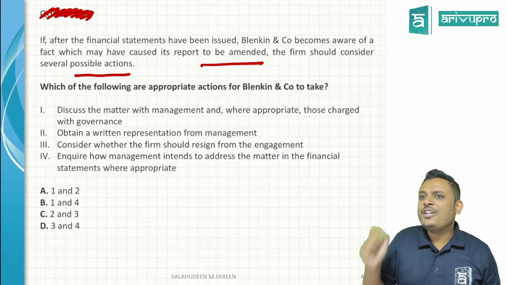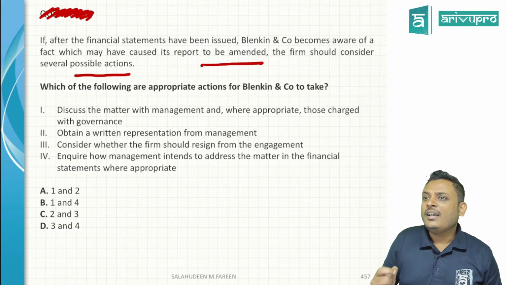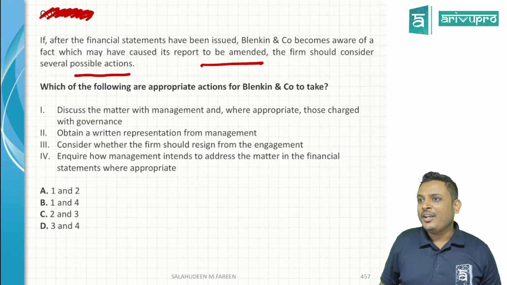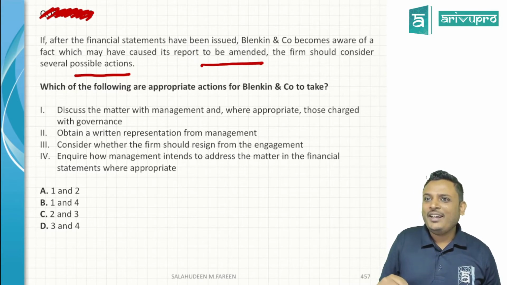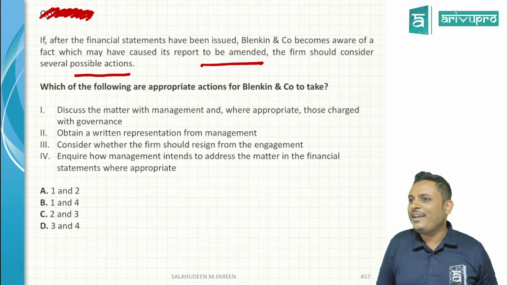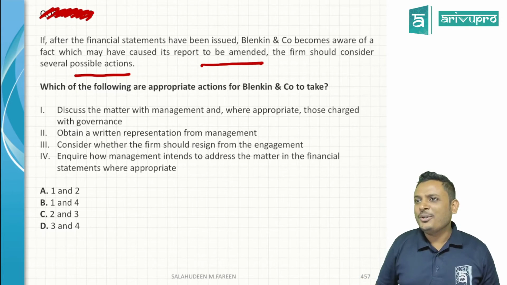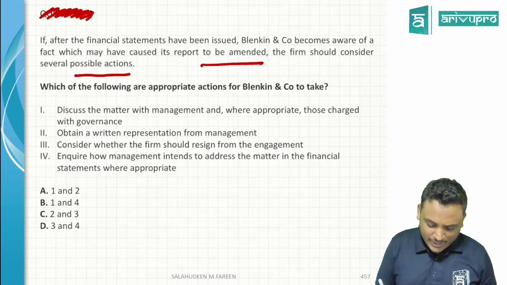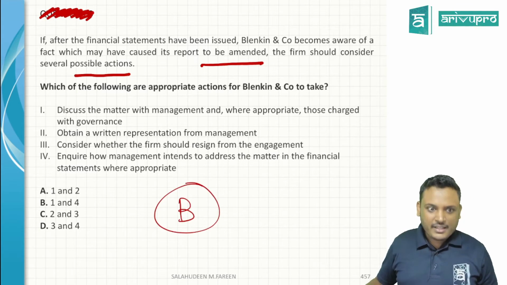That procedure we should perform where? Active duty period. You should obtain written representation. If you already obtained it, again under passive duty, no need to take written representation. You got my point. But all other procedures you should do. You got my point, what I'm saying? Correct answer is very good. B. Correct answer is B.